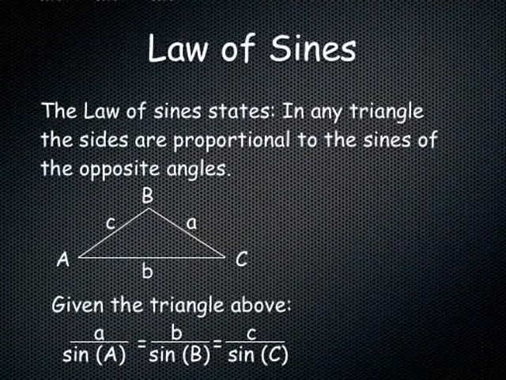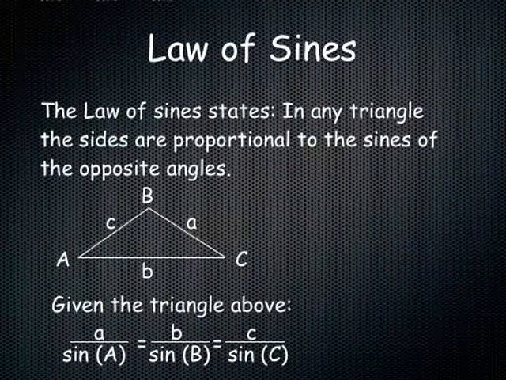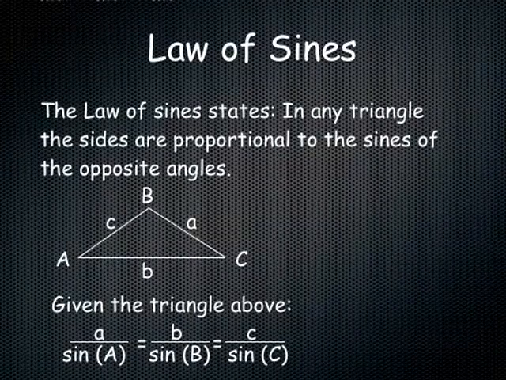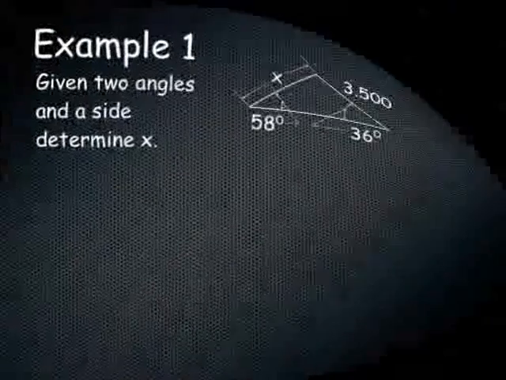The law of sines states that in any triangle, the sides are proportional to the sines of the opposite angles. So given the triangle ABC, the length of A over the sine of angle A is equal to the length of B over the sine of angle B is equal to the length of C over the sine of angle C. We use this in triangles where we don't have a right angle to solve for the length of a side. Let's see how this works.